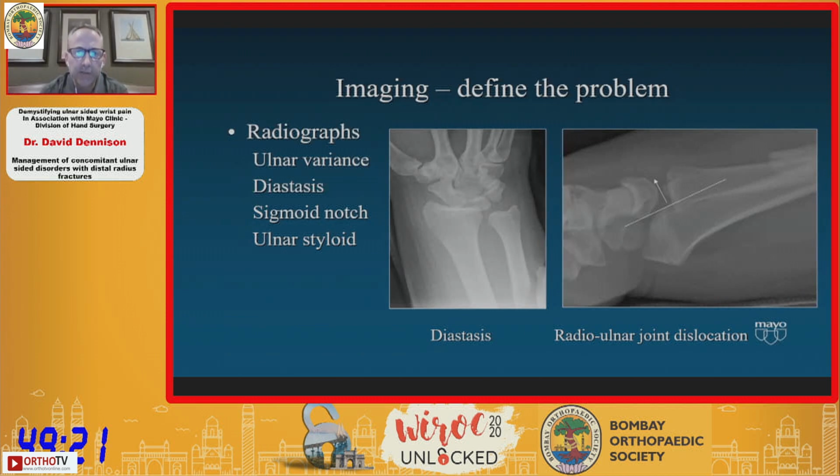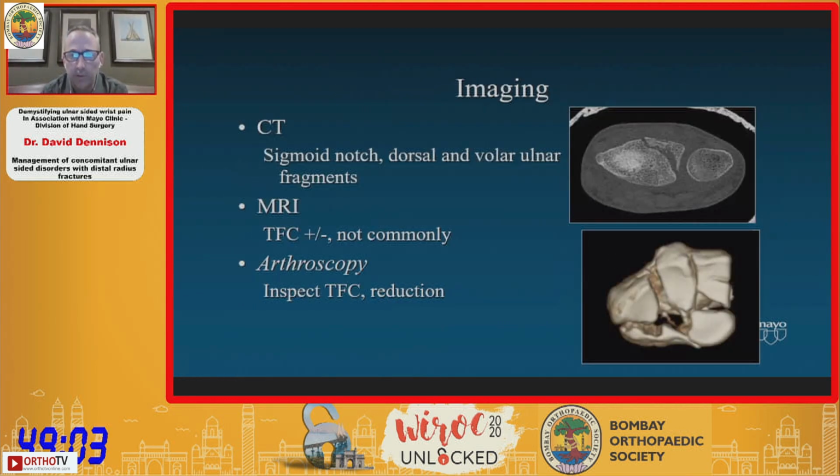So imaging is important. These are some really obvious examples of when things aren't going so well, when you can see the diastasis of the DRJ. This is actually an ulnocarpal, radiocarpal dislocation, as well as a radioulnar joint dislocation. But sometimes it's not quite as obvious. And we do use other imaging, such as the CT showing a large sigmoid notch, almost a subchondral sigmoid notch fracture, and that may or may not be caught by our volar plates. And that could give you instability as well.